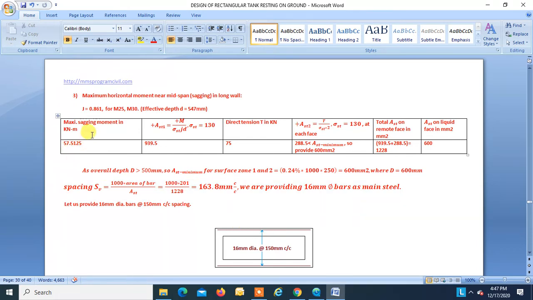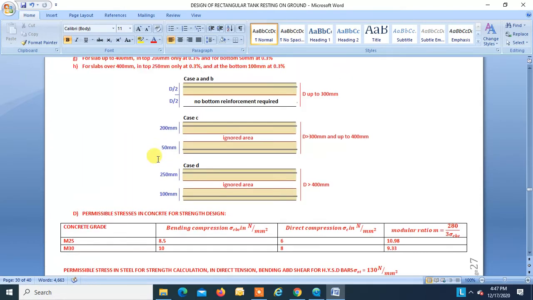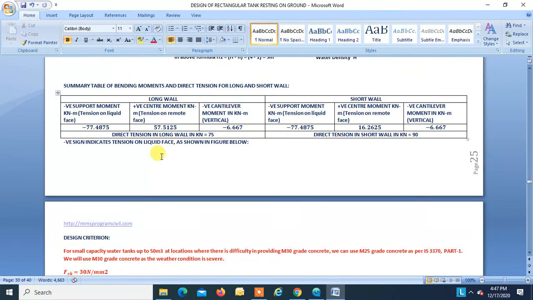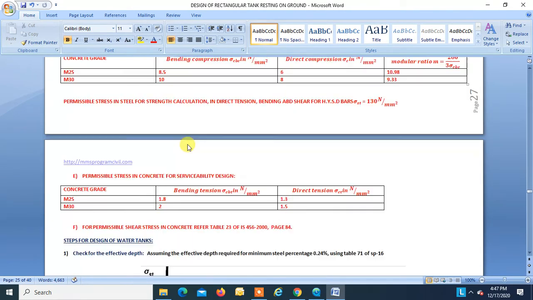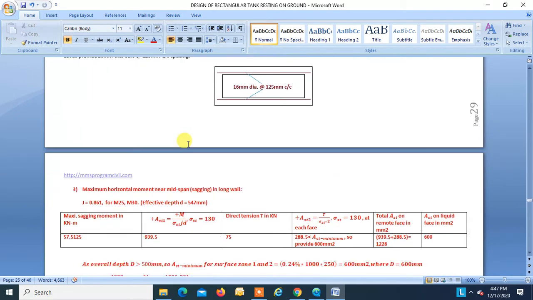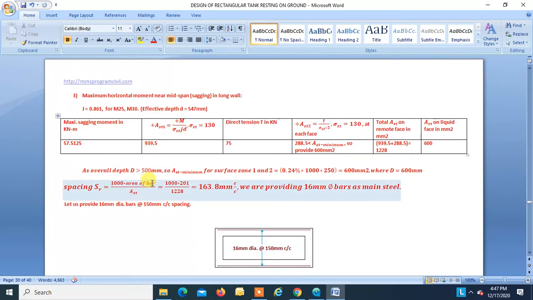So the maximum sagging moment, which we found above for long wall, is 57.5125. You can see in this table summary long wall, 57.5125. So this is the moment. So AST1 turns out to be 939.5. Direct tension is 75. AST2 on each face is found to be 288.54.